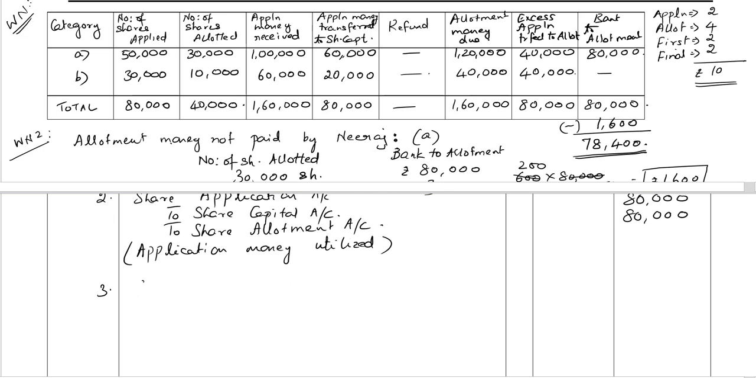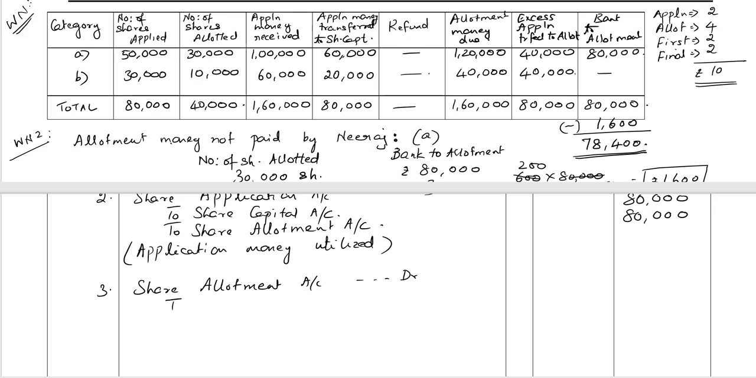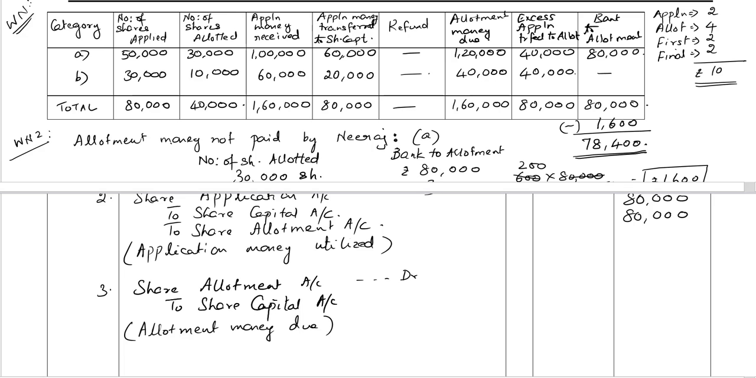The third entry is to make the allotment money due. Share allotment account debit to share capital account for allotment money due. The allotment money due amount is the answer of the seventh column, allotment money due, 1,60,000 rupees.